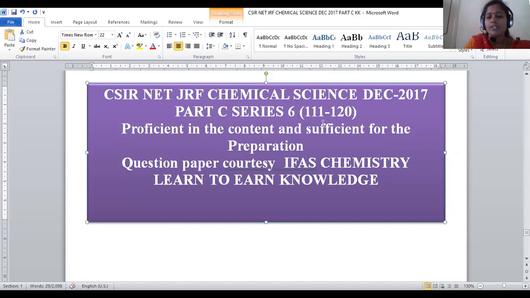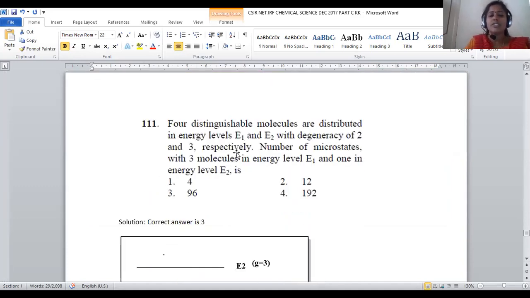Here, Series 6 consists of questions 111 to 120 of December 2017, Part C of the Chemical Science CSIR NET JRF question paper. Let us discuss question number 111. Four distinguishable molecules are distributed in energy levels E1 and E2. The degeneracies are 2 and 3: for the E1 level, 2 is the degeneracy, and for the E2 level, 3 is the degeneracy, respectively. The number of microstates with 3 molecules in energy level E1 and 1 in level E2 is?